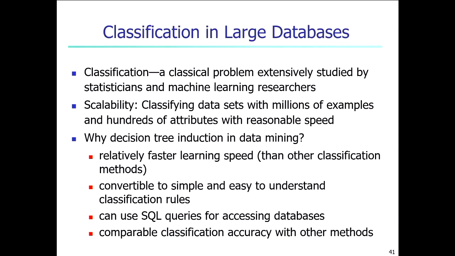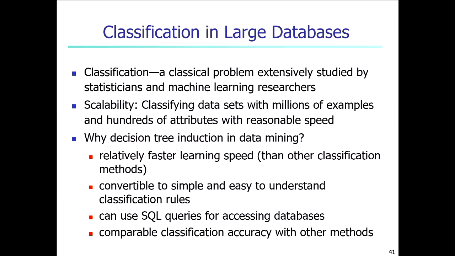Okay. So this slide is trying to answer why we need decision tree in data mining. Basically, we need to do classification, as it is a classical problem in statistics and machine learning. We want to classify data sets, large data sets. Large means you may have a large number of examples or samples, and a large number of attributes. And we want to do it in a reasonable time.